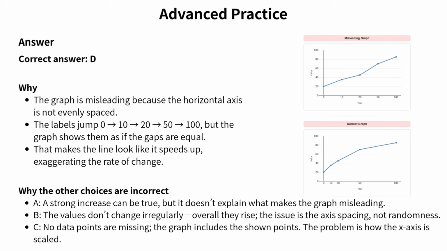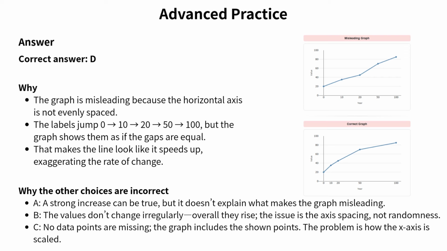The line appears to speed up in the later years, even though the actual rate of change does not suddenly increase. This is a classic SAT trap. The data themselves are correct, but the spacing on the axis exaggerates the rate of change. That's why choice A is not enough. It describes the trend, but it doesn't explain what makes the graph misleading.